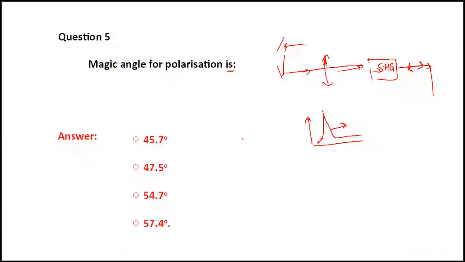of 54.7 degrees, then what happens is that the change in polarization due to the rotation is reduced to zero.